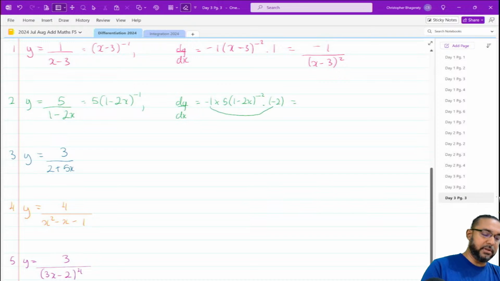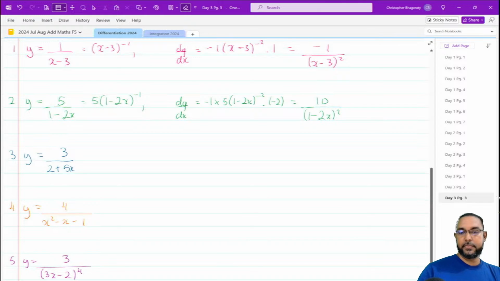A minus by a minus is a plus, right? So minus, so check it. You could do minus 1 by 5 is minus 5. Minus 5 by minus 2 is positive 10. Which you could then put over (1 minus 2x) then squared.